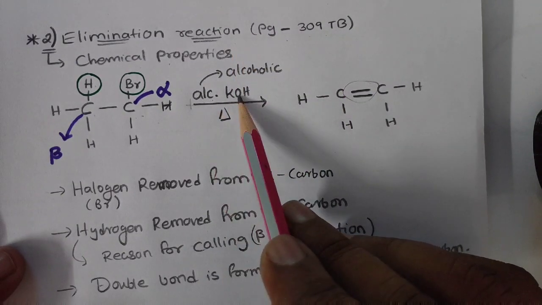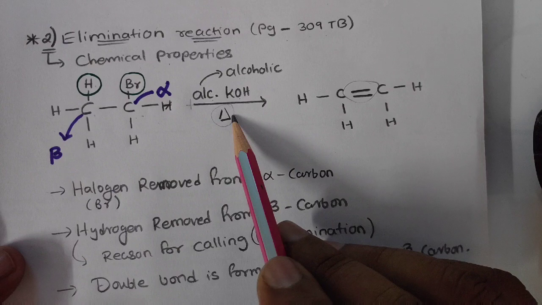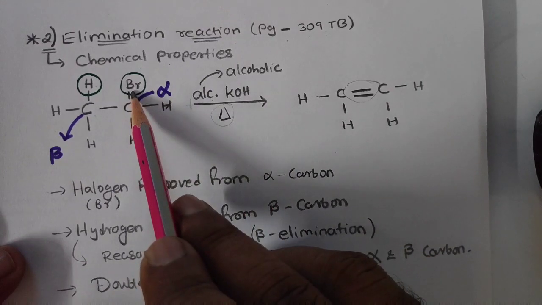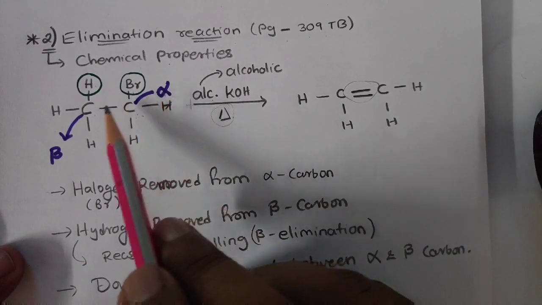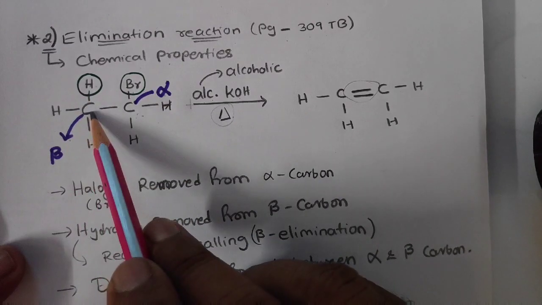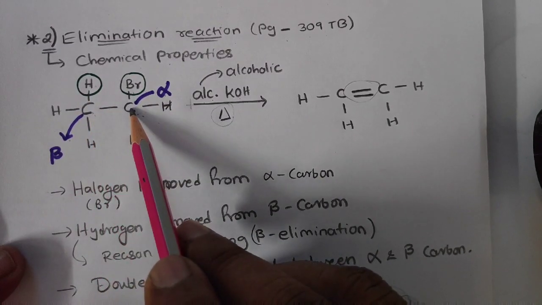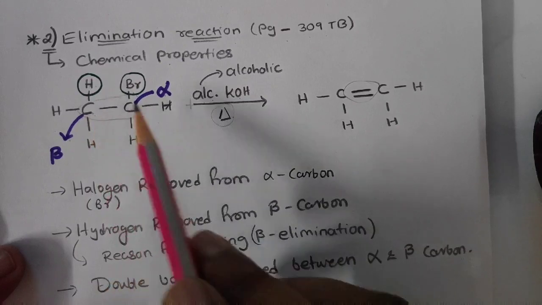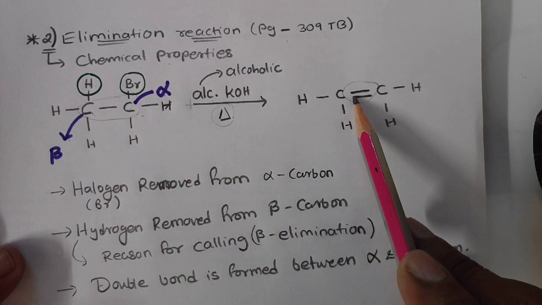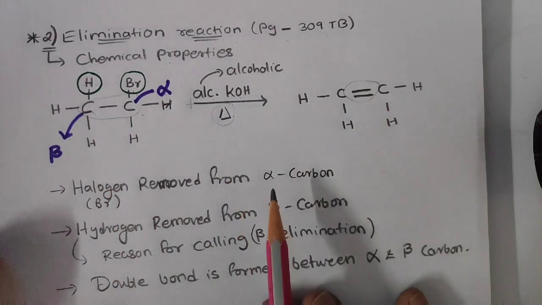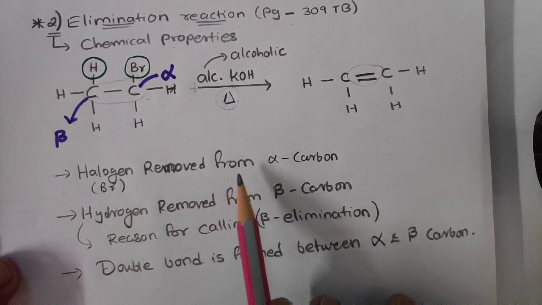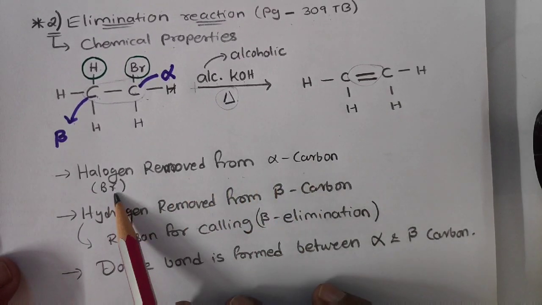Now if I take alcoholic KOH and heat the mixture, what will happen in this case? Halogen is removed from the alpha position and hydrogen is removed from the beta position. So what will happen? Between these two, the alpha and beta carbon, you will see there is formation of a double bond, right? In this case, you can see the halogen, that is the Br, is removed from the alpha carbon.